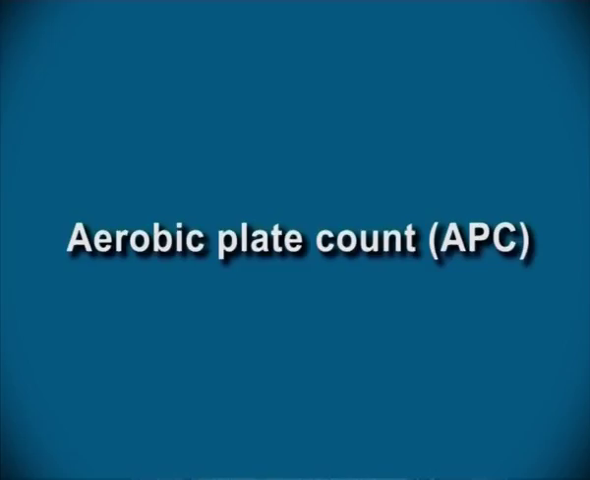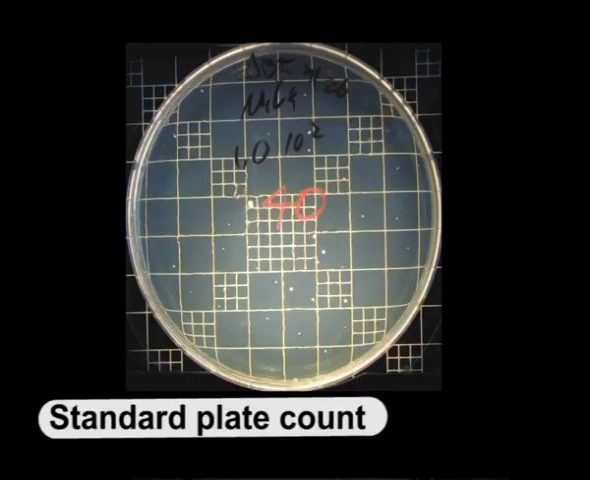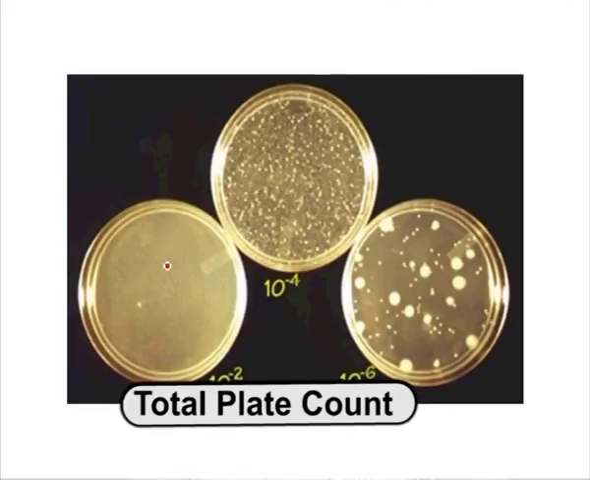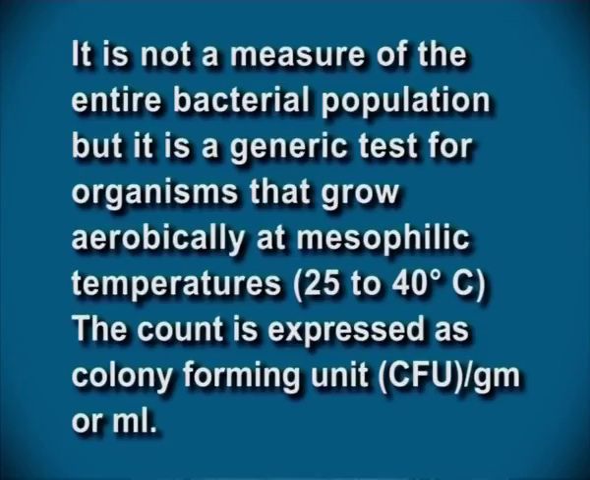Aerobic plate count or APC is used as an indicator of bacterial population on a sample. It is also called aerobic colony count, standard plate count or mesophilic count or total plate count. The test is based on an assumption that each cell forms a visible colony when mixed with agar containing the appropriate nutrients. It is not a measure of the entire bacterial population, but it is a generic test for organisms that grow aerobically at mesophilic temperatures between 25 to 40 degrees centigrade.